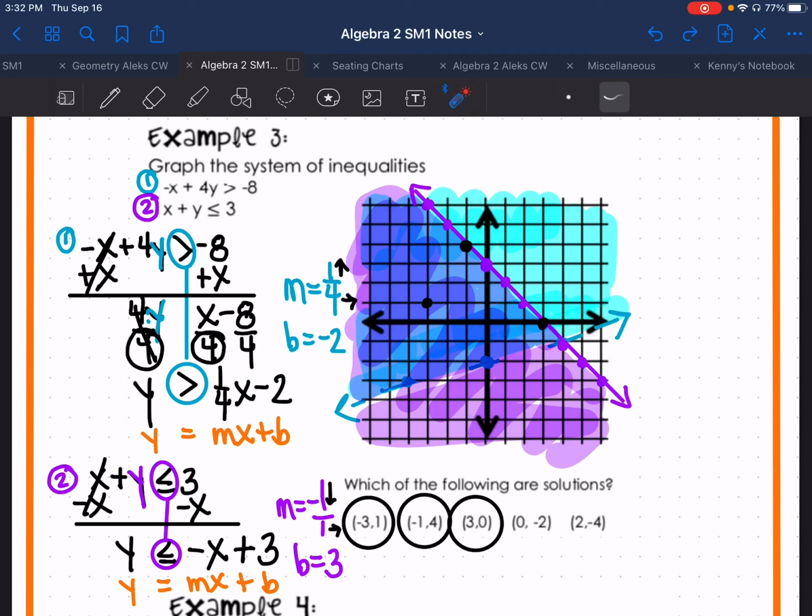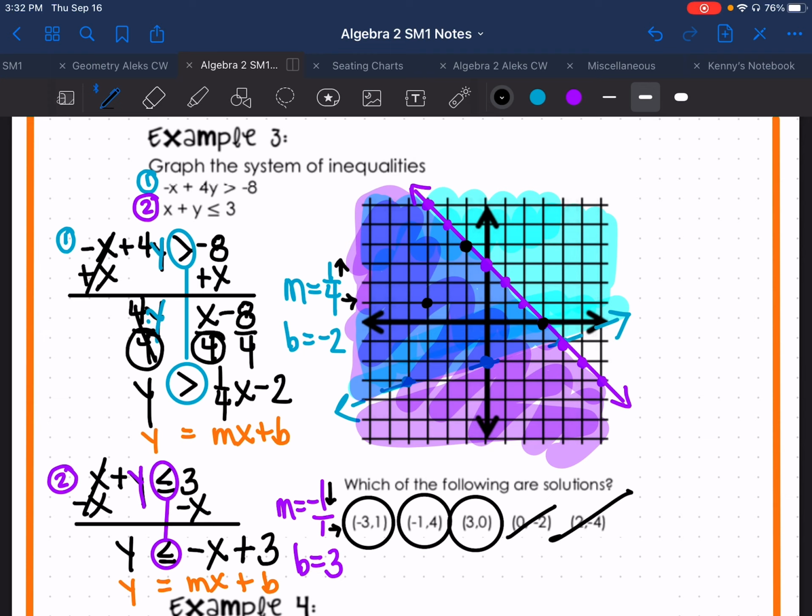How about 0, -2? It's on the line once again, but this time it's on the blue dotted line, not a solution. And the last one is 2, negative 4. In the purple only, not a solution.